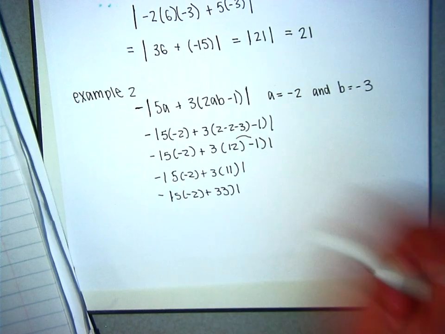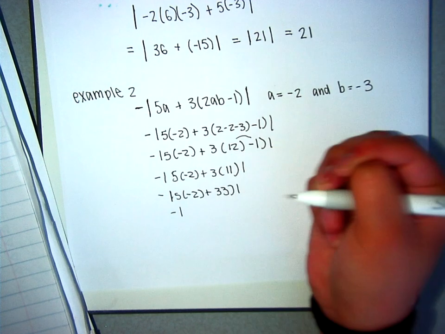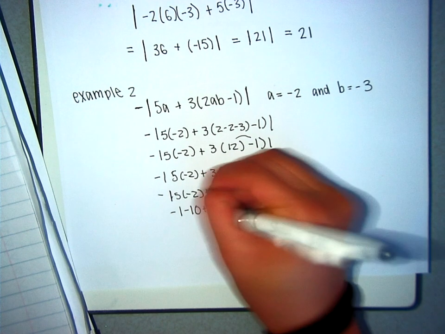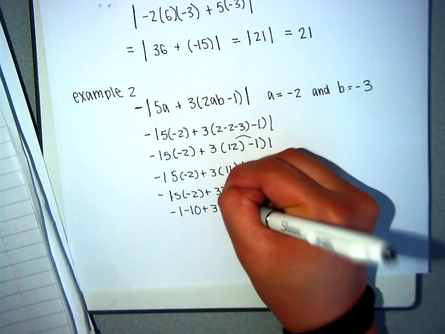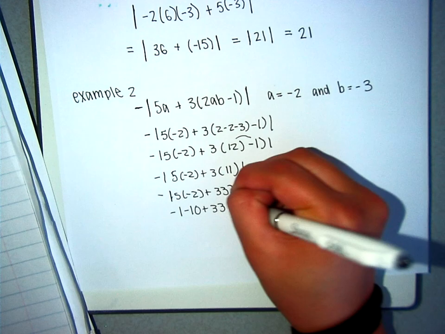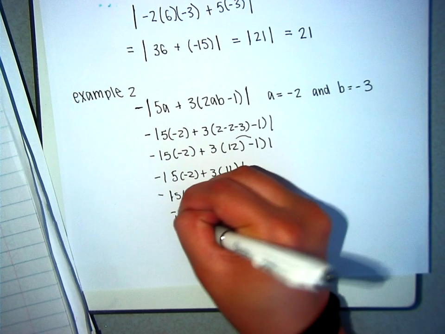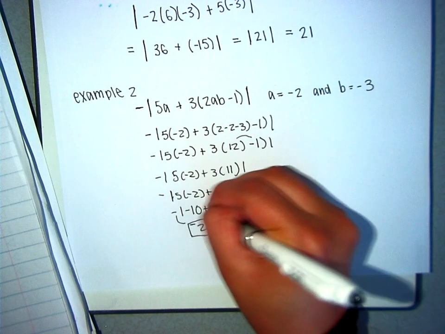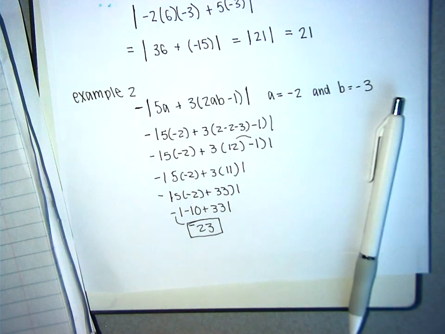And then 5 times negative 2 is negative 10. And then negative 10 plus 33 is 23. And then the absolute value, with the negative out front, would be negative 23. Right. The absolute value still keeps it positive, but that negative out front puts a negative in. Nice job, ladies. Well done.